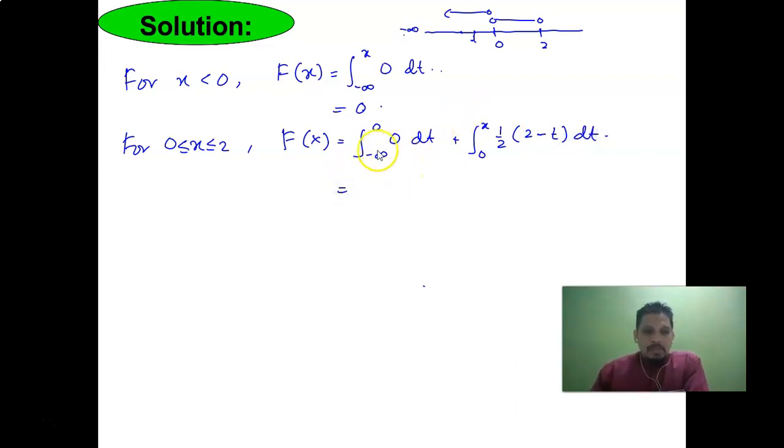Of course, this is going to give you 0 plus, what about this one here now? 1 over 2 is a constant. The integral of 2 minus t comes up with 2t minus t squared divided by 2.